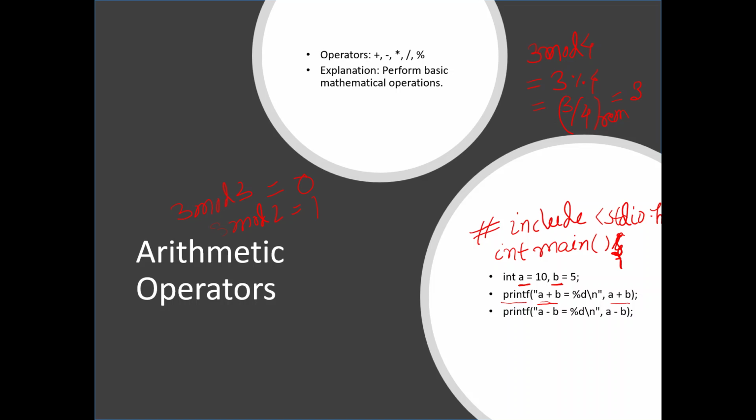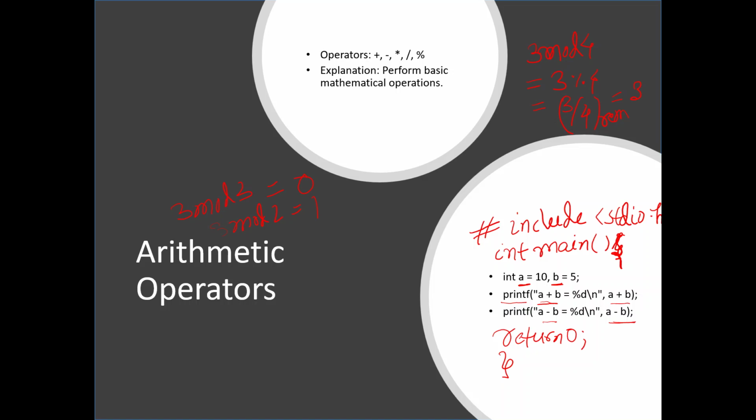Next, similarly for the next operator, a minus b, I have written a minus b equals percentage d for the formatted variable, and a minus b. So this is how arithmetic operators can be used in a C program. Now to complete this, return 0. This is my complete program for addition and subtraction. Similarly, we can do it for multiplication, division, and modulo.